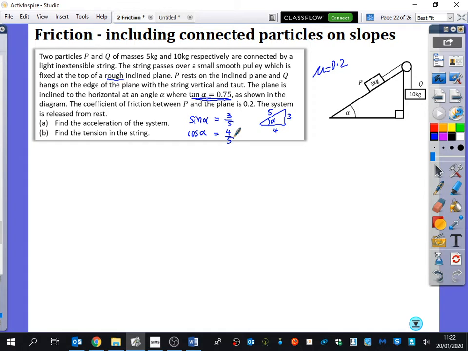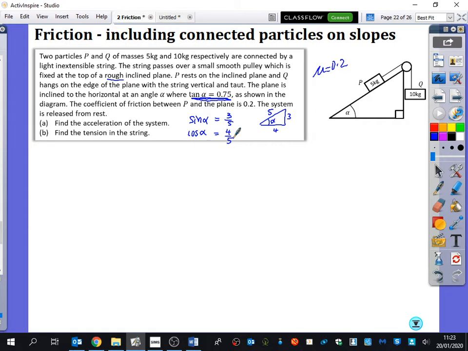Now, it doesn't tell us what's going to happen in this scenario. But does anyone have any predictions of what they think is going to happen here? I think Q is going to accelerate downwards. Why do you think Q will accelerate downwards? It has a much greater mass. It's got quite a lot greater mass.